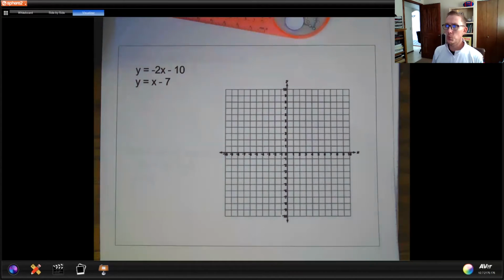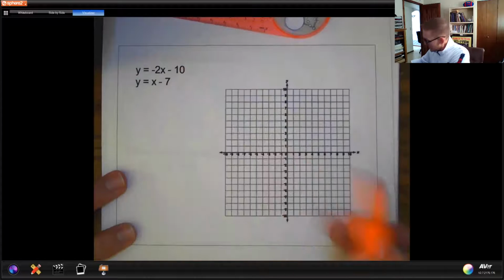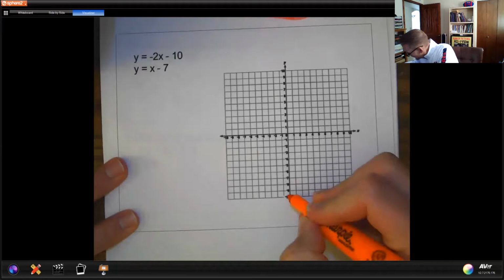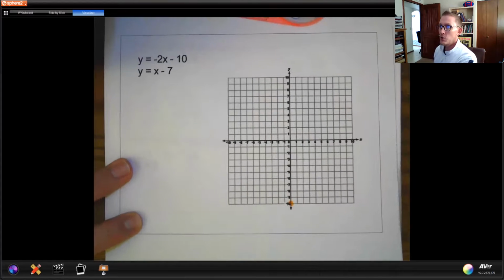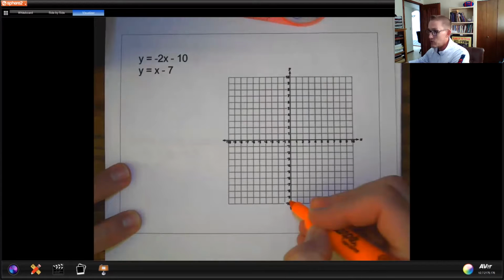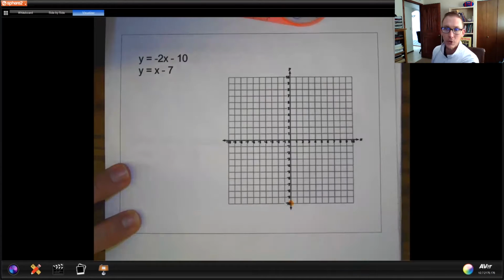I'm going to start with the first one here. Now, the first one actually is going to give us an idea about graphing something that is going to fall off the grid. So if we start with our y-intercept of negative 10, I'm going to plot a point down here at negative 10. Now, our slope is negative 2 over 1, which means down 2 to the right 1, but this falls off the grid.